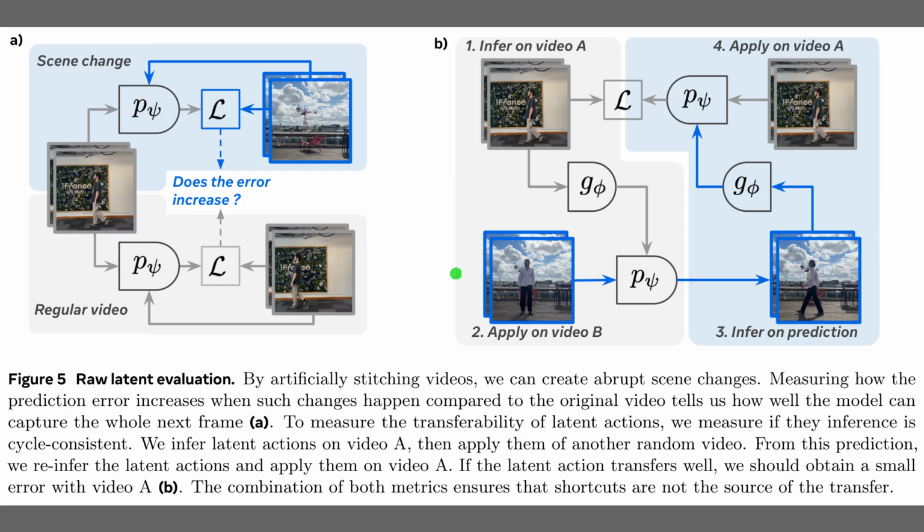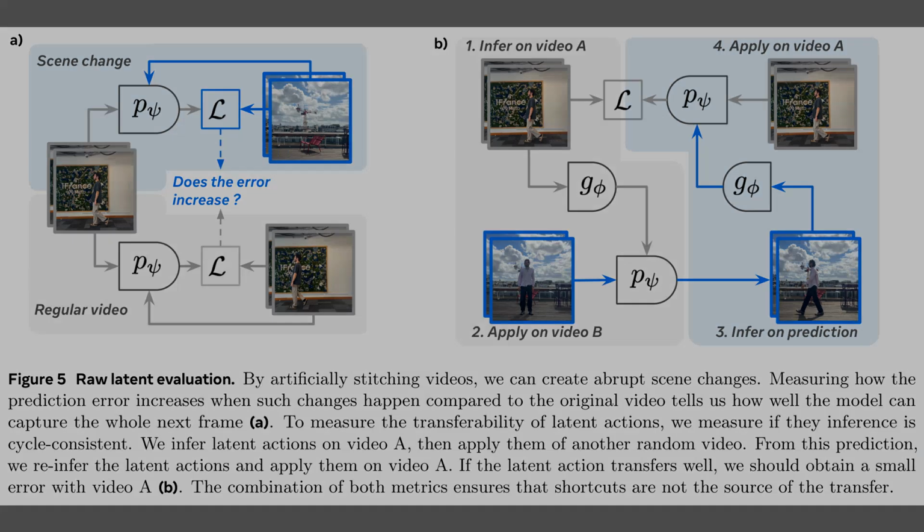Then, Panel B maps out a cycle consistency check to test transferability. The pipeline extracts an action from video A, applies it to a completely different video B, and then re-extracts it to verify it still works on the original. This ensures the model captures abstract concepts, like walking, that apply across different environments.